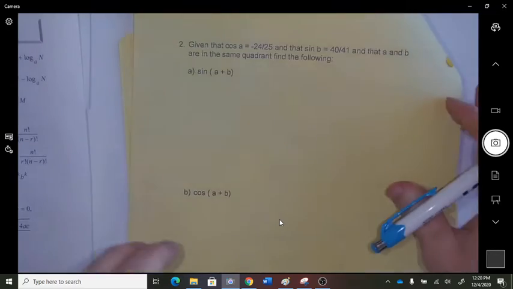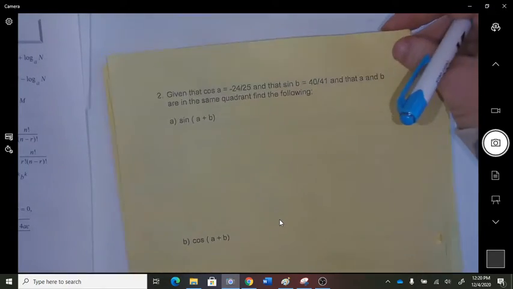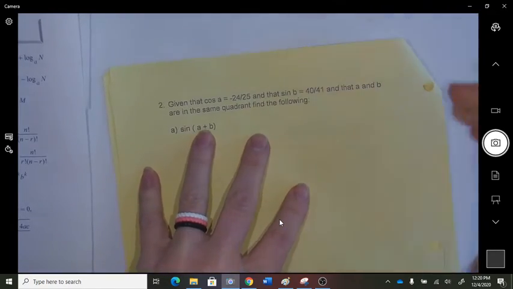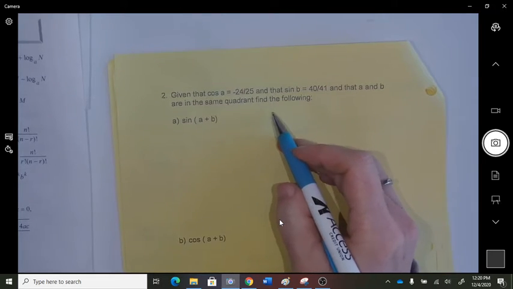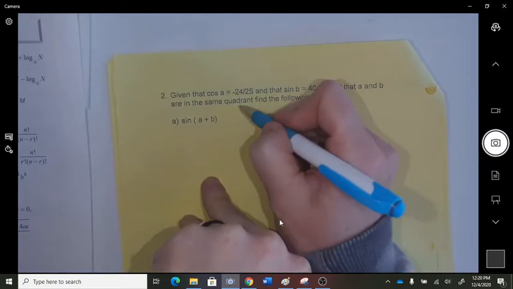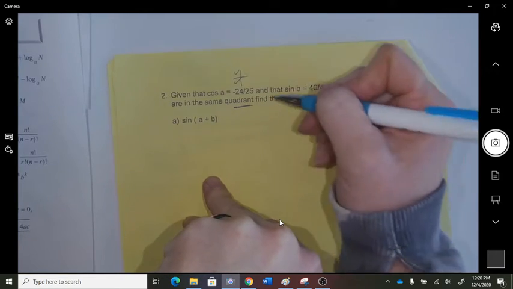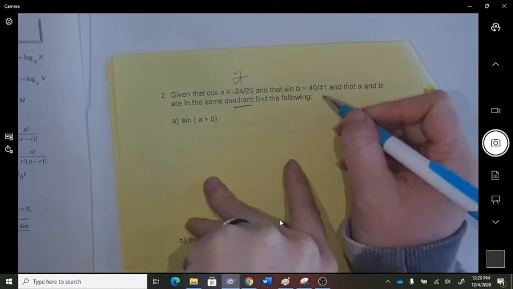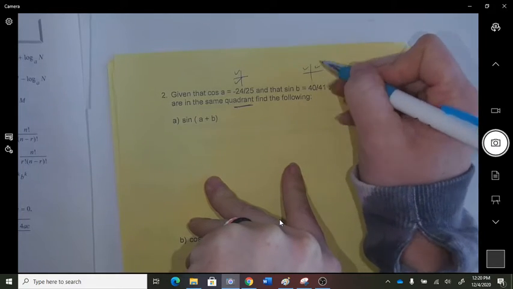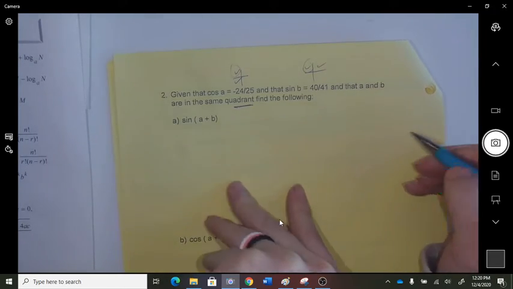Number 2. So we're given cos of A, sine of B. They're in the same quadrant, so we have to figure out the quadrant. Okay, so cos is negative, could be 2 or 3. Sine is positive, so this ends up being in quadrant 2.